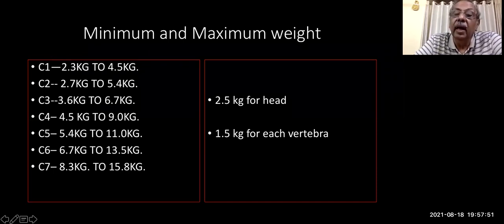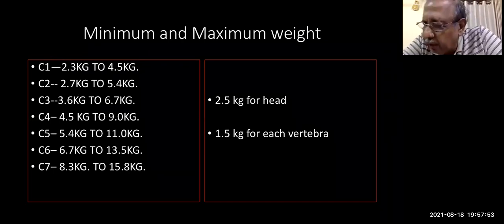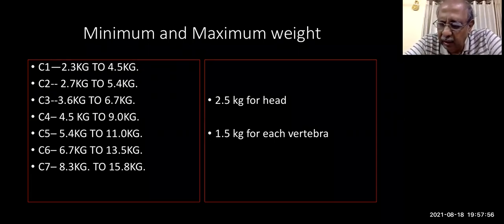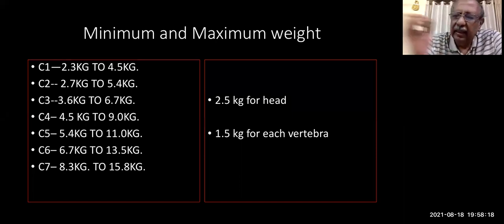Regarding the weight, this is what is given in Campbell, but the easiest thing to remember is 2.5 kg for the head and 1.5 kg for each vertebra. Suppose it is the third vertebra, that is C3, for which you are using it. So 2.5 plus 4.5, so 7 kg has to be used. The maximum that can be applied is around 16 kg. 16 kg weight can be added for the reduction of cervical subluxations.